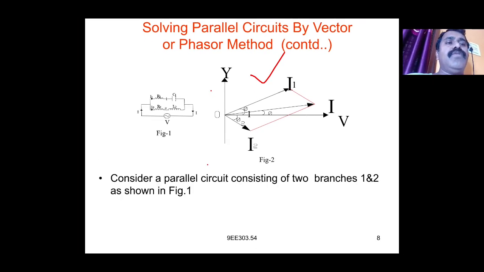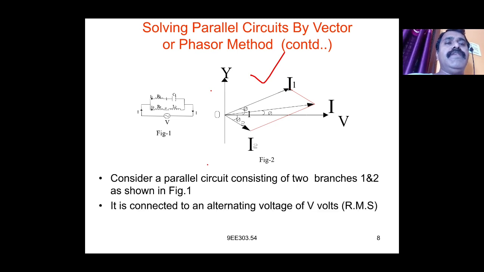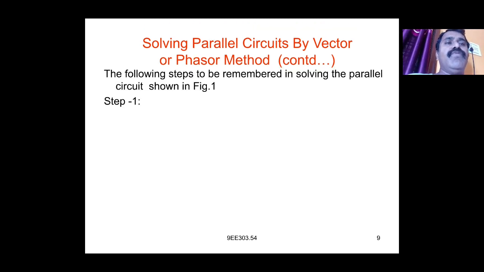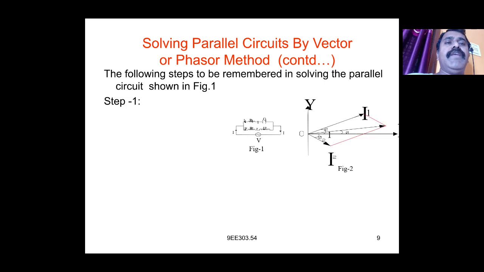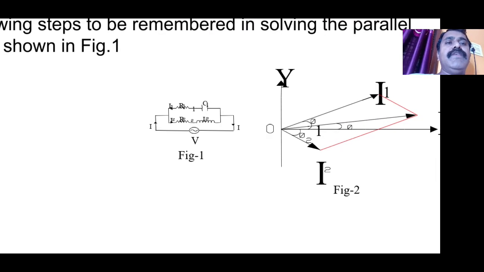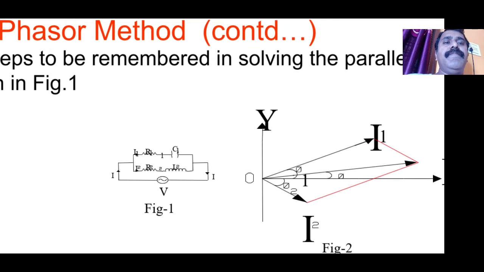Consider a parallel circuit consisting of two branches 1 and 2 as shown in the figure. It is connected to an alternating voltage of V volts. The following steps are to be remembered in solving the first problem. Step 1: we take branch 1, that is R1 and C1.